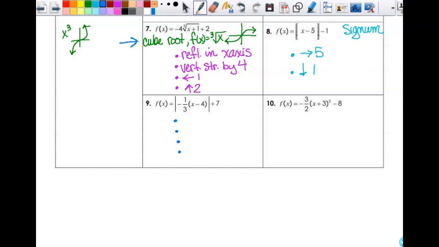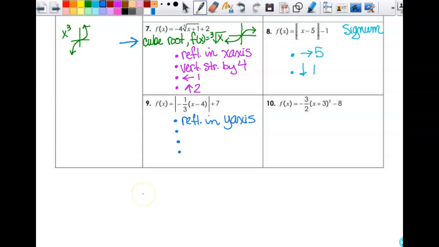If you stare at this and you're like, I don't know what the heck is going on, here's your thought process. If you have a negative that's being multiplied, you know for sure it's a reflection. Then you ask yourself, is it inside or outside the operation? This one is inside. If it's inside, it affects x. And if I change the sign on x, I reflect in what? Y.